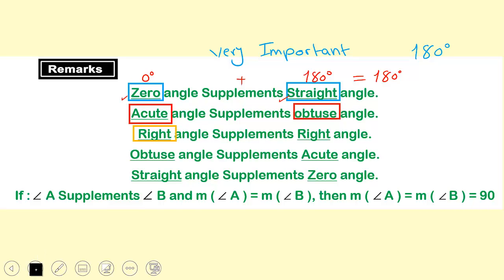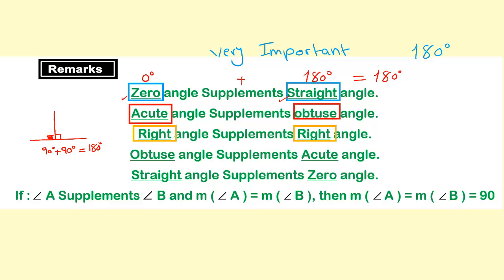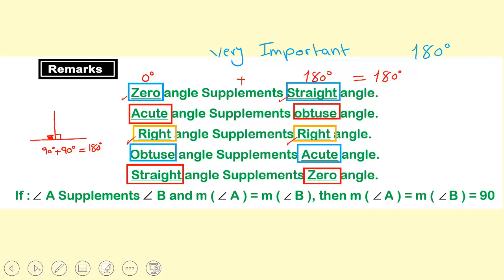The right angle should supplement a right angle. Let's have a look here. As you can see, this is 90 degrees, and this angle also is 90 degrees. If I add 90 degrees plus 90 degrees, I will have the sum of 180 degrees, which are supplementary angles. So, a right angle always supplements another right angle. An obtuse angle supplements an acute angle, and a straight angle supplements a zero angle. We must memorize those remarks by heart, as they come in the complete and choose. Let's go to the last remark.